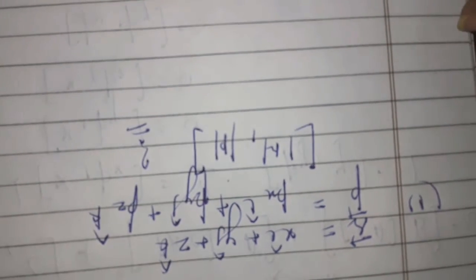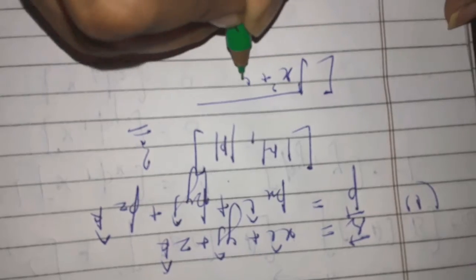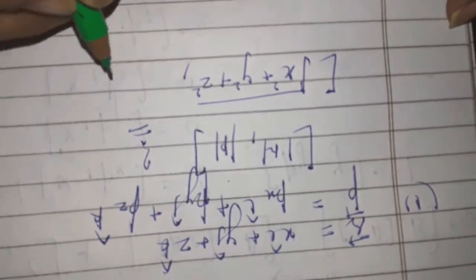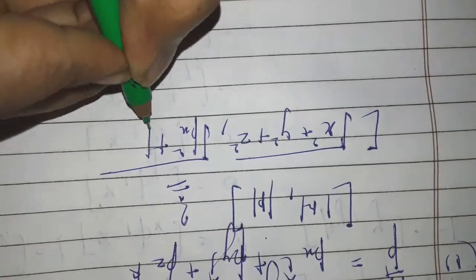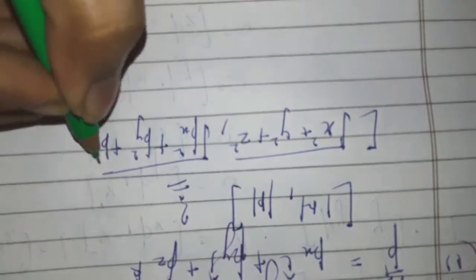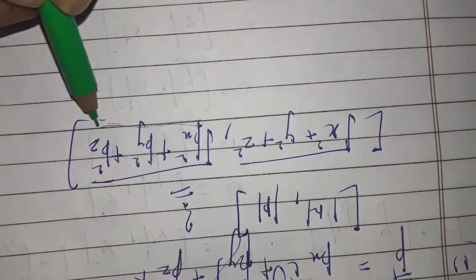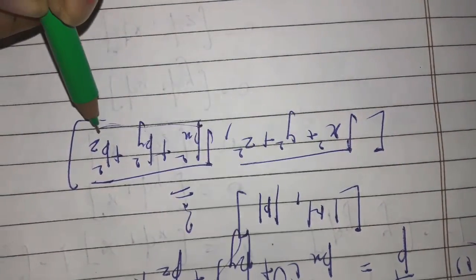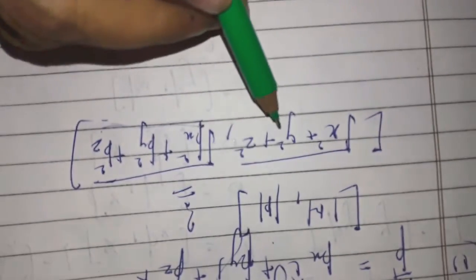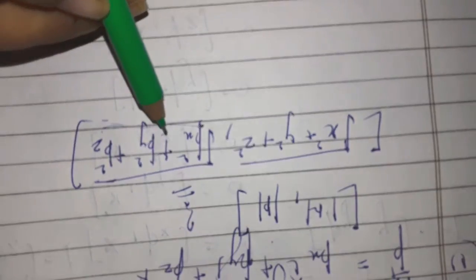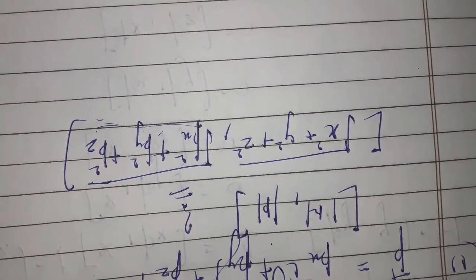So you know what modulus of r will be: the square root of x square plus y square plus z square. Similarly, modulus of p will be the square root of px square plus py square plus pz square. You can easily see that this function is in terms of x, y and z, so three generalized coordinates are here. Here also there are three generalized coordinates. So you can find your Poisson bracket.